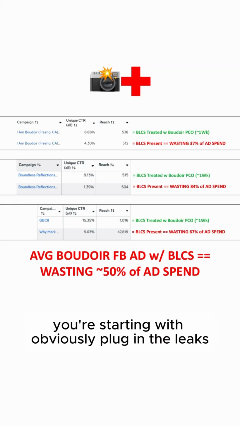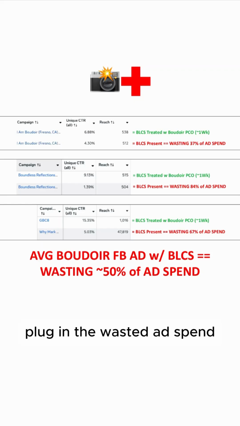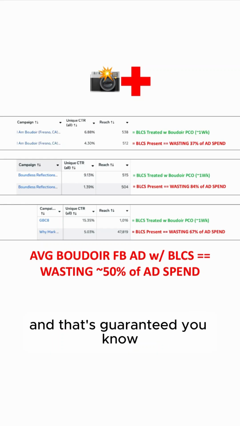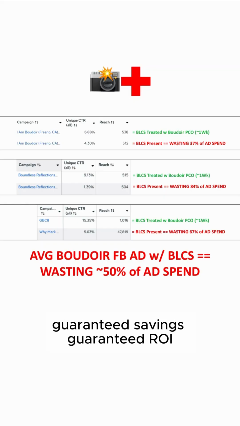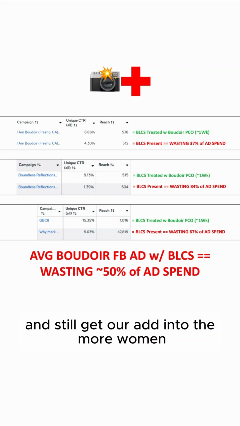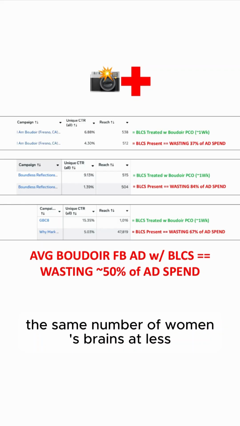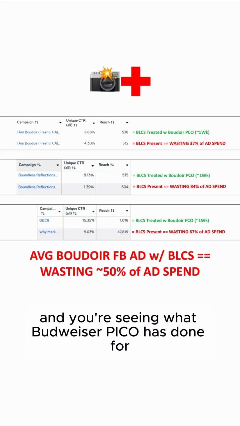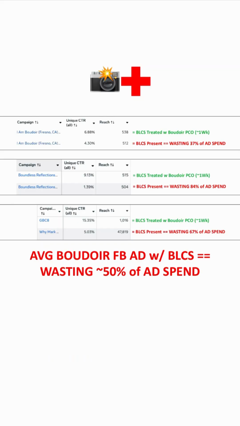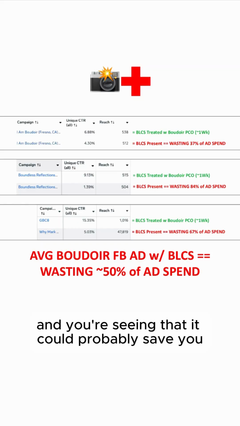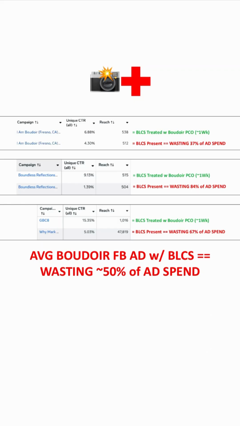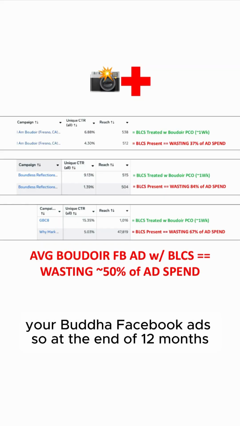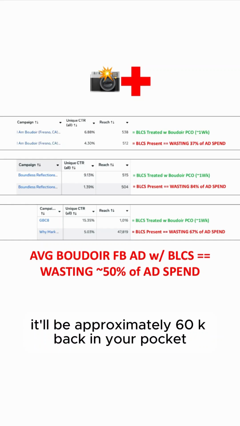You're starting with, obviously, plugging the leaks, plugging the wasted ad spend. I mean, that's the easiest thing, because when we eliminate that, we can bring our costs down, and that's guaranteed savings, guaranteed ROI, and we still get our ad into the same number of women's brains at less cost, less spend. And you're seeing what Boudoir Pico has done for other Boudoir Facebook ads, and you're seeing that it could probably put back in your pocket approximately 5K every single month that you are running your Boudoir Facebook ads. So at the end of 12 months, it'll be approximately 60K back in your pocket for no extra effort.